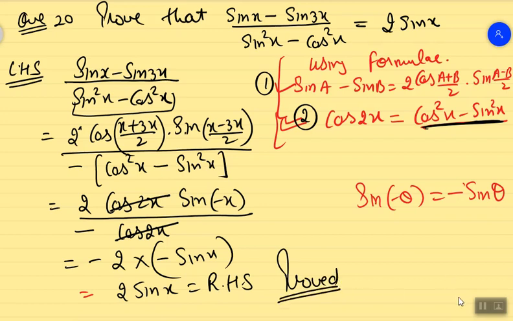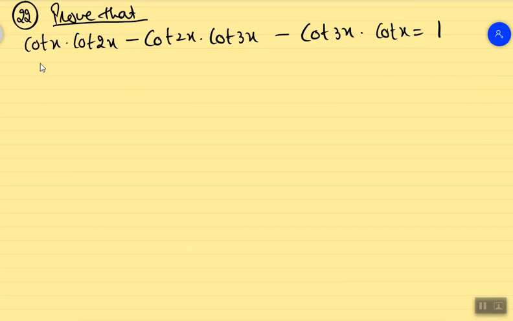So that was also an easy question. Now prove the 22nd question: cot x cot 2x minus cot 2x cot 3x minus cot 3x cot x is equal to 1. If you see something special in the angles: x, 2x, 2x, 3x, 3x, x. So beta, in maximum questions the angles are x, 2x and 3x. That's it. So for this question, the hint is there.